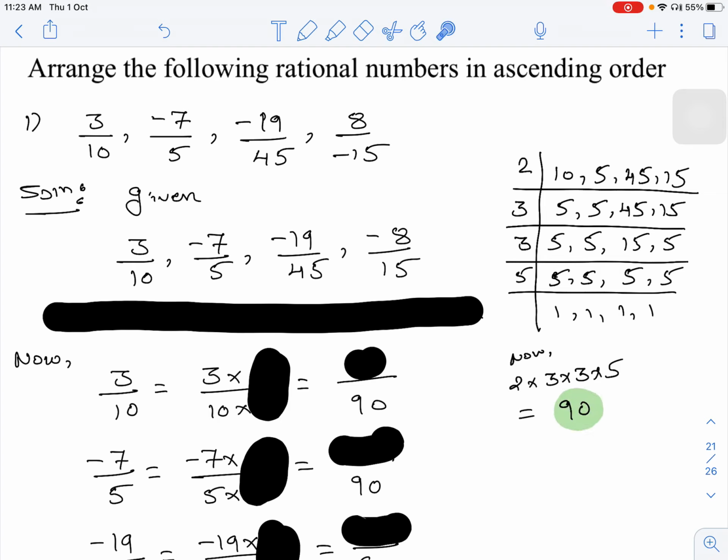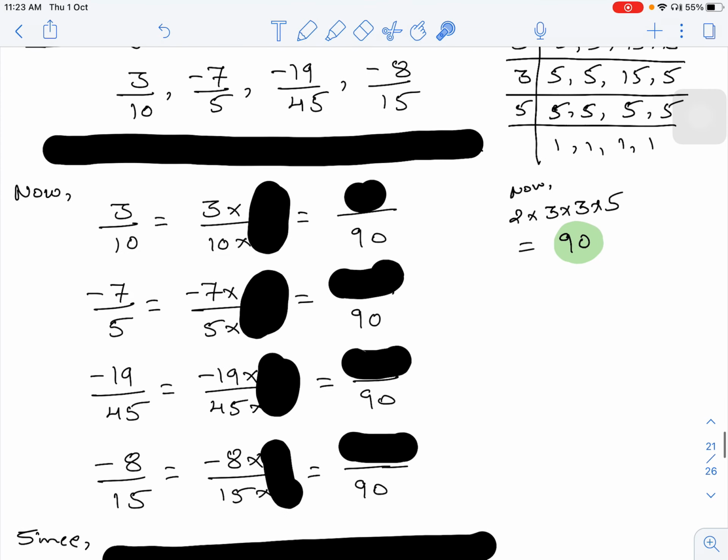Now what we will do, we want to make the denominator of each of these numbers 90. Okay, so here it can be seen how to write it. Our first number is 3 upon 10, so we will write here 3 upon 10, then 3 into some number, 10 into some number equals dash upon. Now the denominator must be 90 every time, so I have directly written 90 here. Now we have here denominator 10. By what number will you multiply this 10 so that it will become 90?